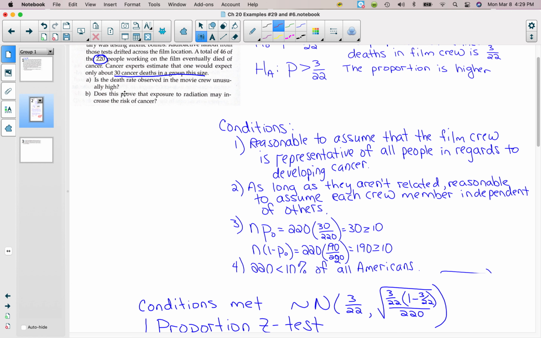Now there was a part B. Does this prove that exposure to radiation may increase the risk of cancer? That answer would be no. In order to do that, you'd have to do a controlled experiment, which would be unethical because you would have to say, okay, I'm going to randomly assign you to two groups, and one group is going to be exposed to radiation, and we'll see if you get cancer and die, and the other. So obviously you can't do that. So it cannot prove causation.